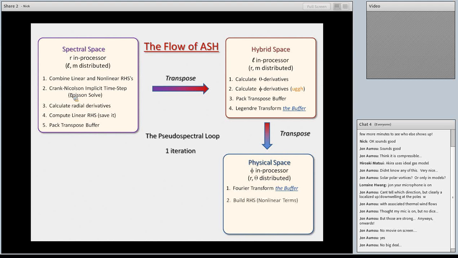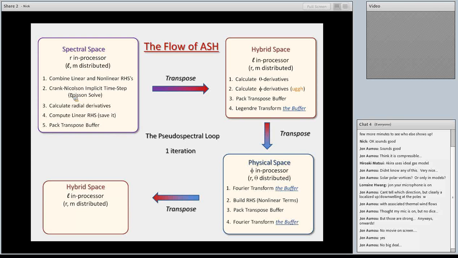Then you build your right-hand side, so you build your nonlinear terms. You pack another transpose buffer, you Fourier transform that big buffer, and you transpose back to hybrid space, which is now just a waypoint to move your right-hand sides back to the proper configuration. You may have to combine a few terms there, but usually there's not much you need to do. You're just moving back to spectral. Now you have the linear part of your right-hand side that you saved, and you also have all the nonlinear pieces that you've been transposing over. And so this is what one loop in the ASH code looks like now.